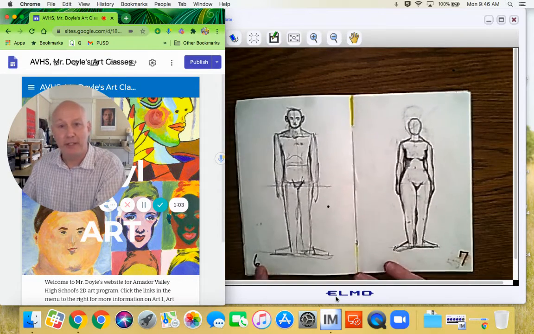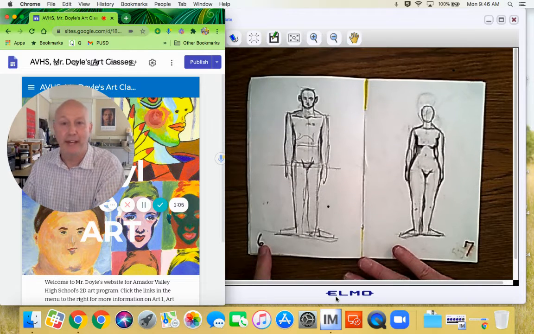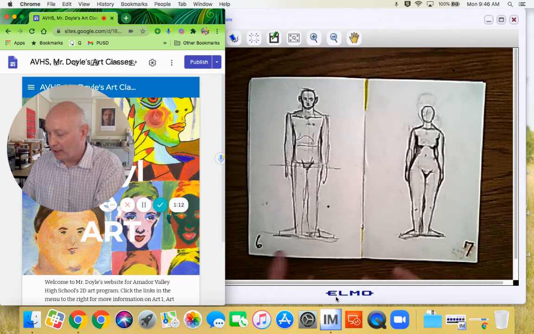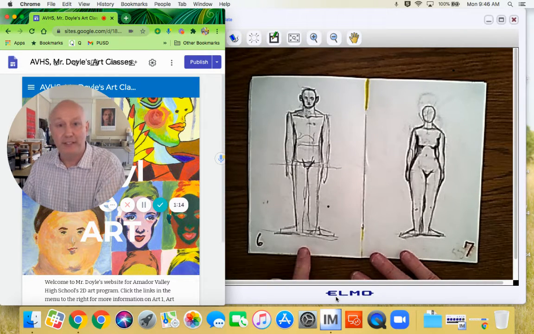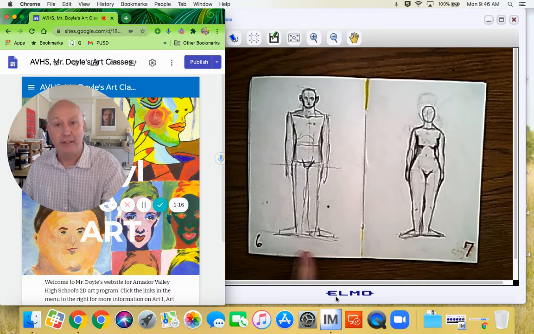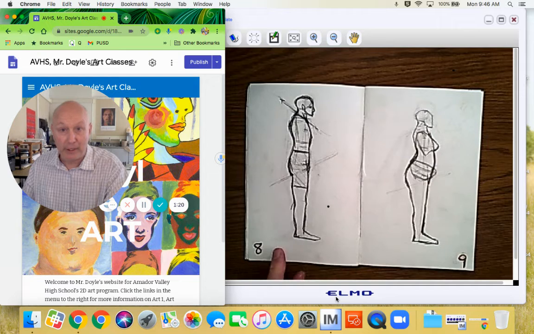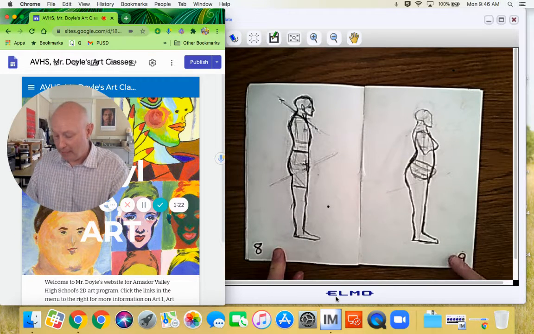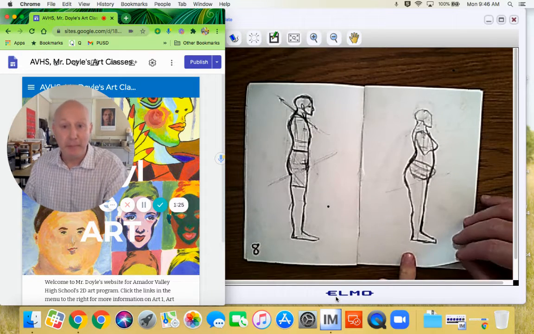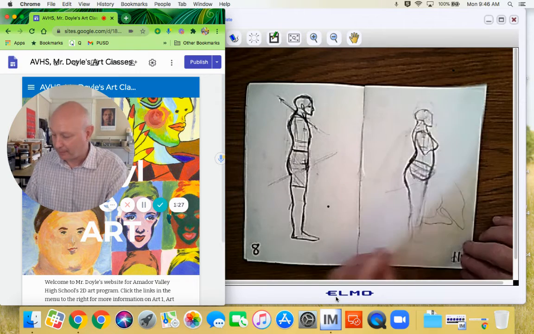Page 6, we talked about sexual dimorphism, that in general, male and female adult figures can visually be told apart. So we did on page 6, the male figure. Page 7, the female figure. Page 8, the male figure in profile. Page 9, the female figure in profile.